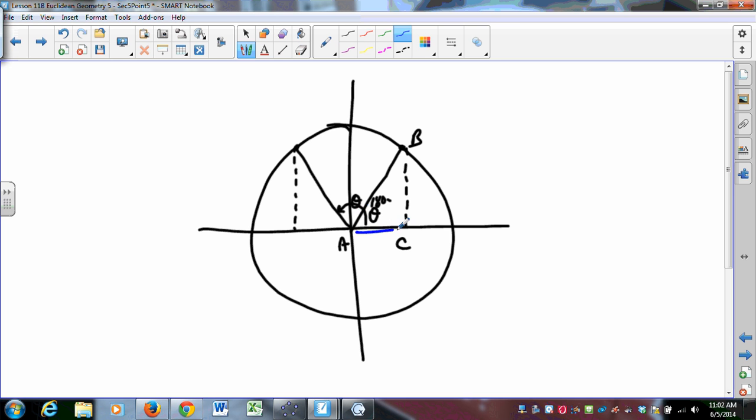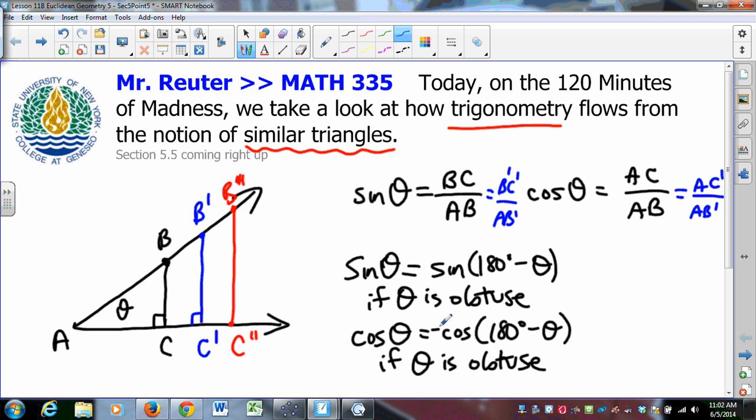Cosine is a different matter, though. Cosine is the ratio of AC to the hypotenuse. What about this guy? This guy is negative. He extends in a negative direction. And because of that, we define cosine of an obtuse angle as the negative of the cosine of the supplement.